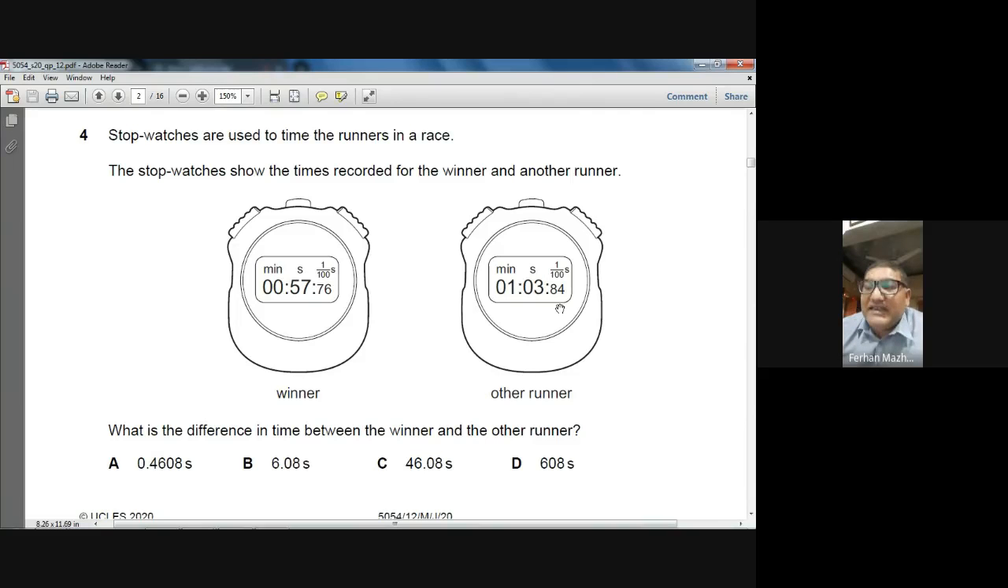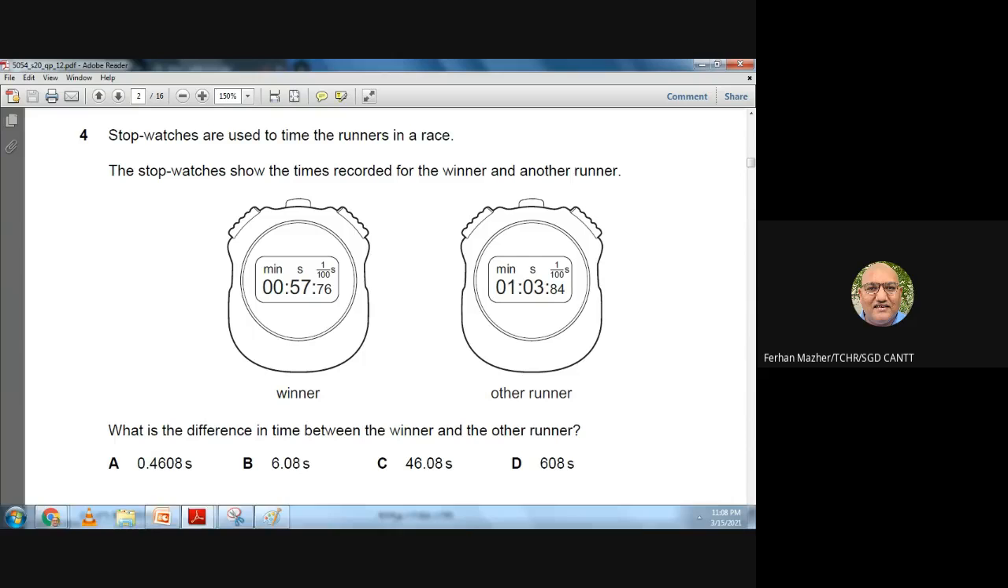The other runner's time is 1 minute 3.84 seconds. So let's convert them into seconds. 1 minute means 60 seconds, 3 seconds further. So it will be 63.84 seconds. I have done this on a paper. Let me show you.